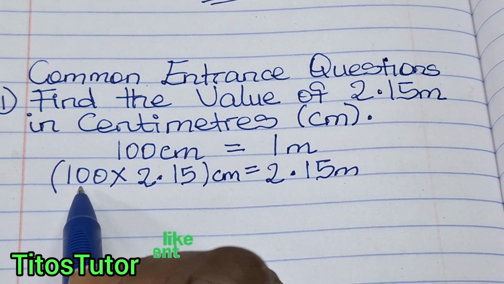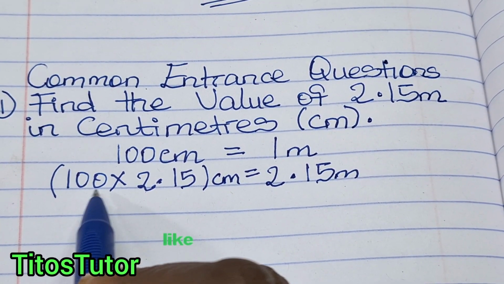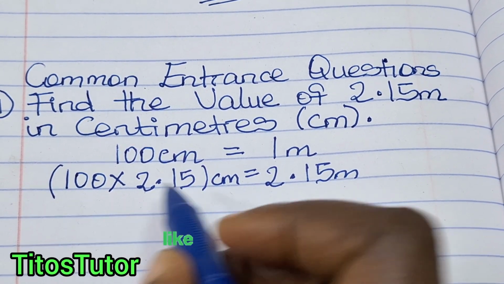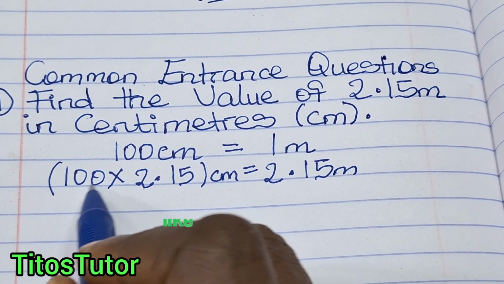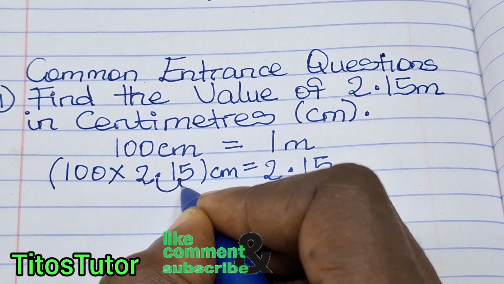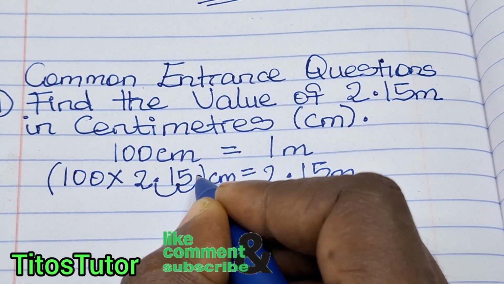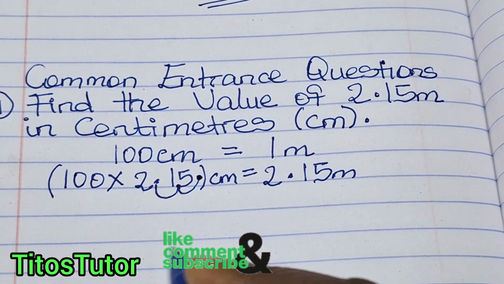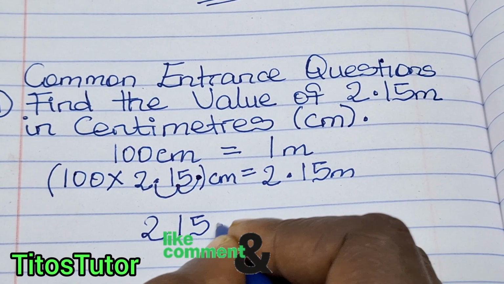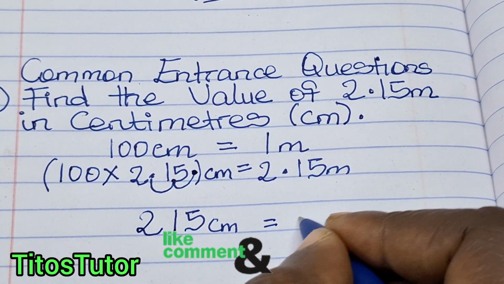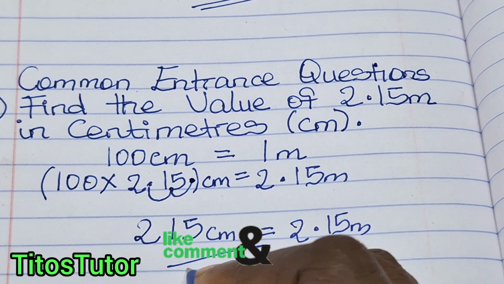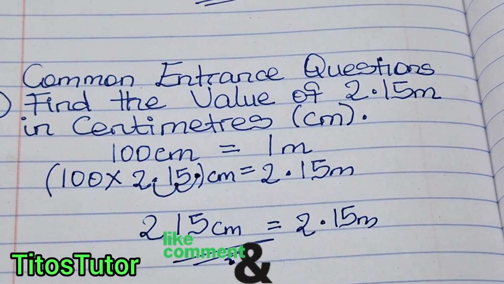Okay, so anytime you're multiplying by 1 and zeros, you move your decimal point to the right by the number of zeros. Here we have 2 zeros. So this decimal point is going to move 1, 2. This is my new decimal point place. So I have 215 centimeter is the same as 2.15 meter. And I am done.